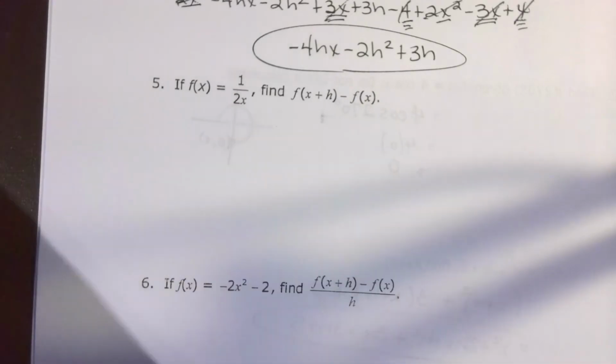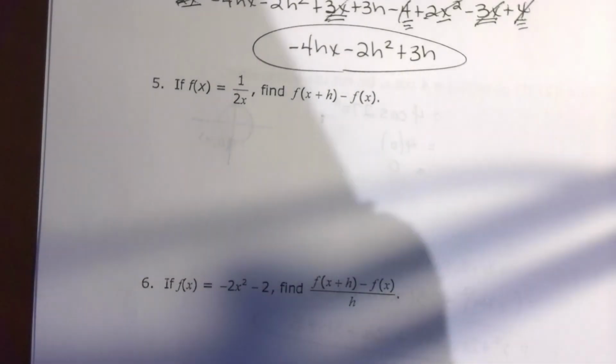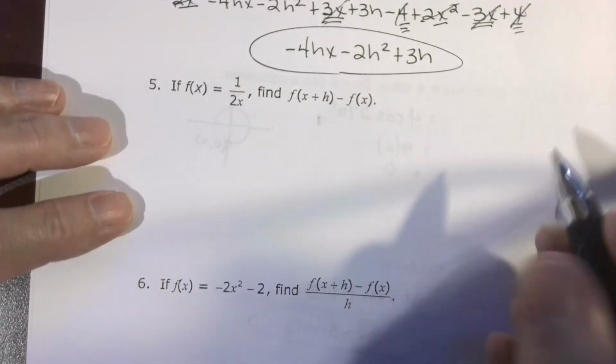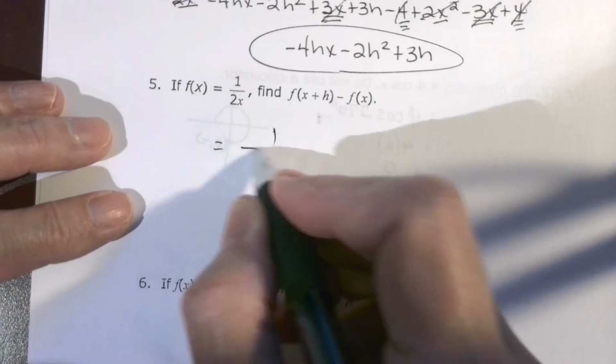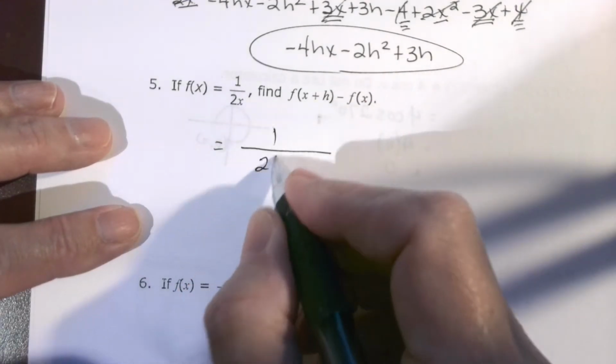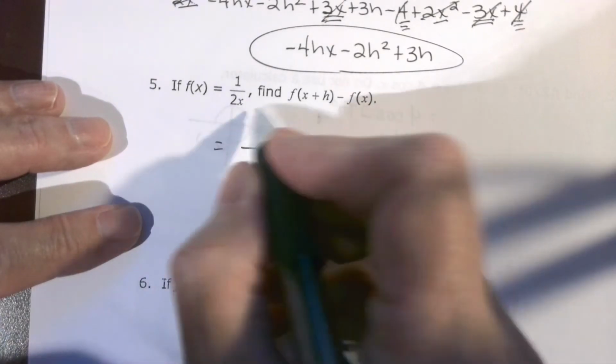Let's try it again. I know this is confusing because you're thinking there's already an x there. What do you mean you're putting x plus h? Remember, the x is a variable. It's just like a placeholder. So one over, we're going to put x plus h where the x is. Okay, minus. And then we're going to put an x where the x is.